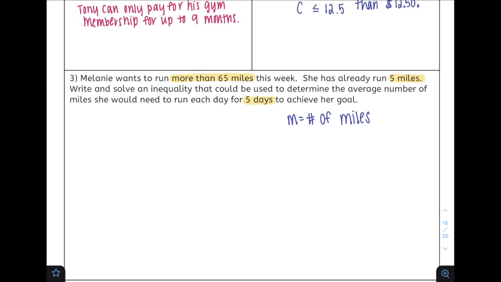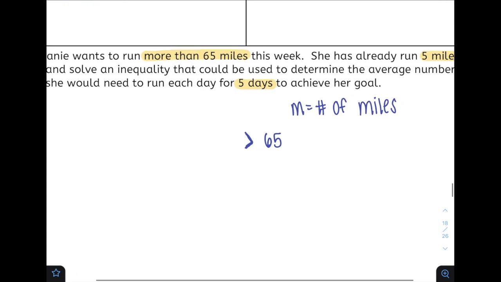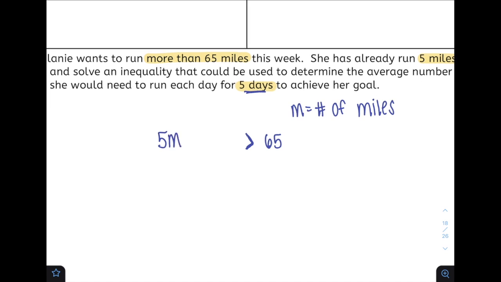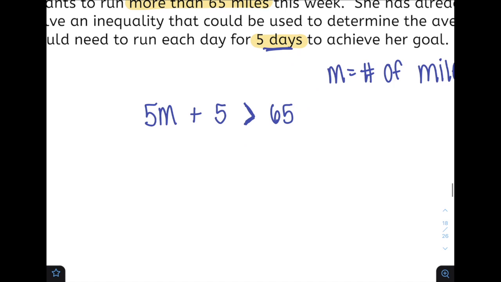She wants to run more than, so here we're going to have a greater than 65, not equal to, just more than 65 miles this week. She's already run 5 miles and she wants to know the average in the next 5 days. So we have 5M. So M equals number of miles each day. So 5M plus 5 is going to be greater than 65 because we want to run more than that.